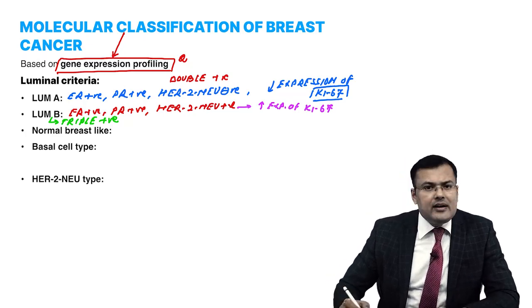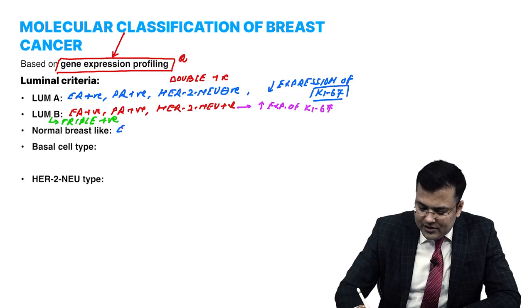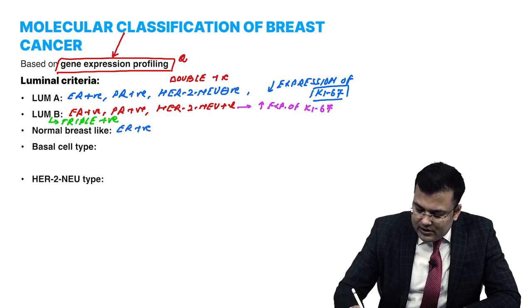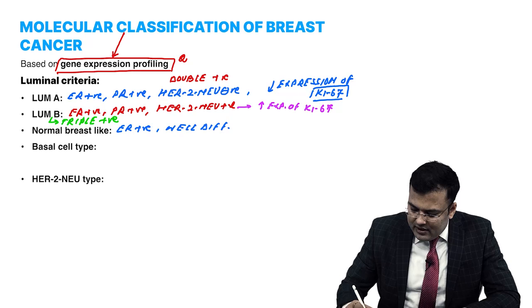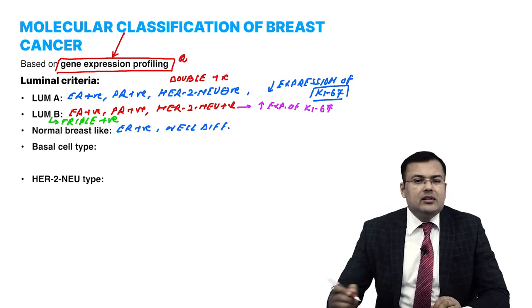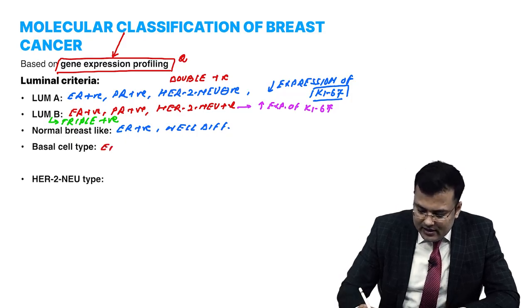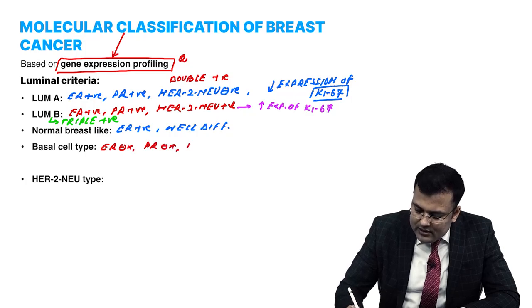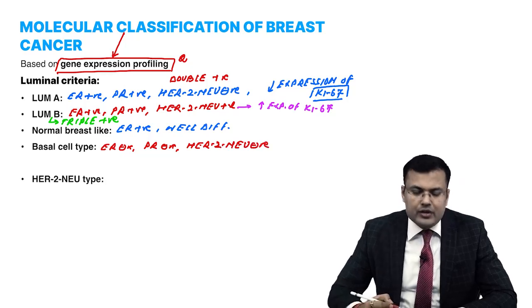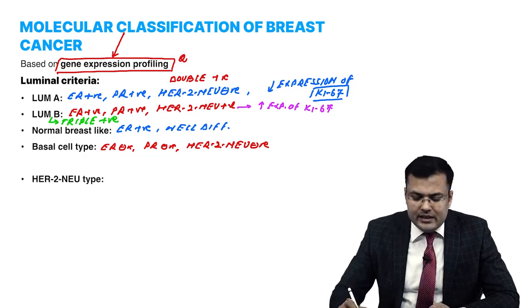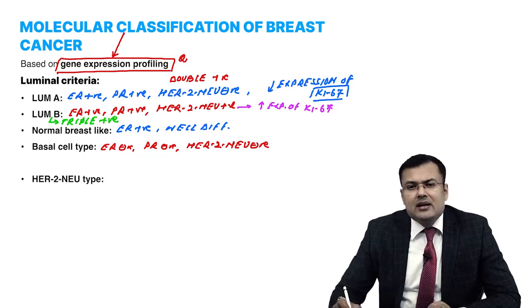After that, normal breast-like. This normal breast-like is ER positive and well differentiated. After that, basal cell type. What is the other name of basal cell type? It is triple negative. Triple negative means ER negative, PR negative, HER2 neu negative, but it is positive for EGFR, myoepithelial markers, and cytokeratin.